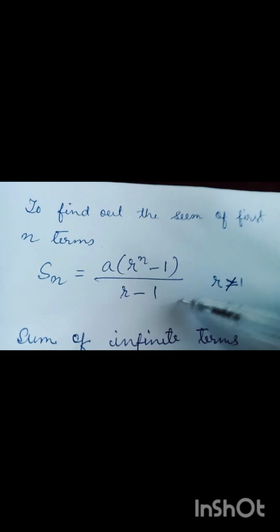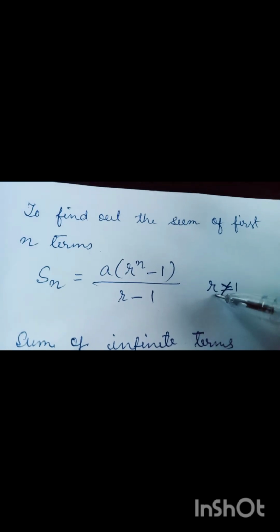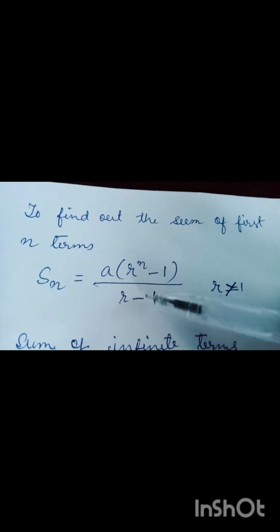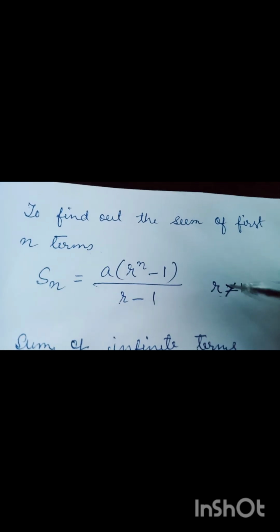This formula is applicable when the common ratio is not equal to 1. If the value of the common ratio is equal to 1, then we will get the total sum of n terms equal to 0, and it is impossible to have a 0 answer for fixed values. Therefore, this formula is applicable only for the condition that the common ratio r is not equal to 1.